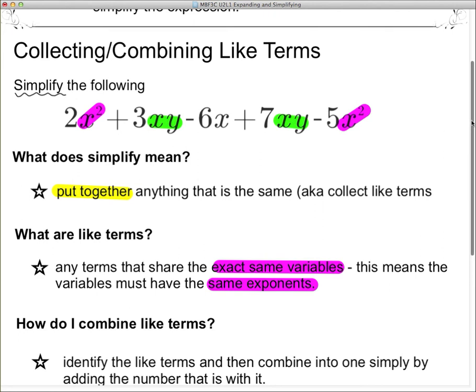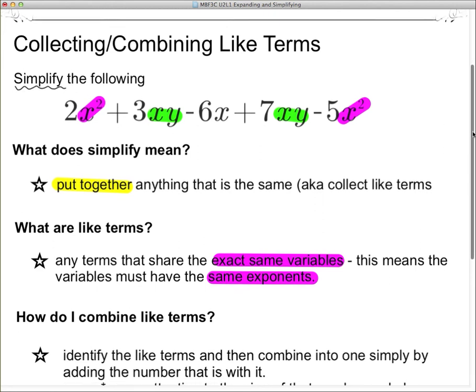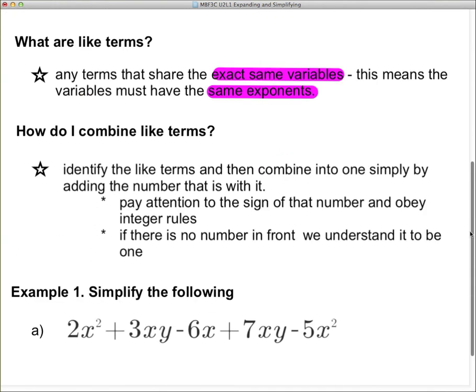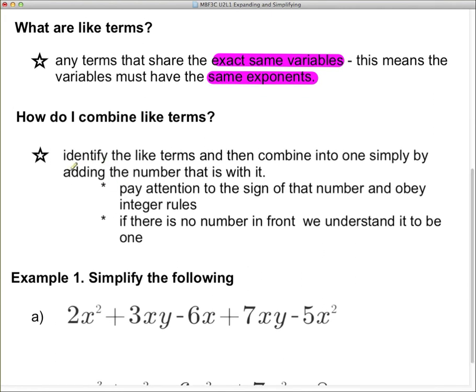Okay, now that we've identified what the like terms are, how do I combine like terms is the next question. So identify the like terms, which we have done, and then combine into one simply by adding the number that is with it. Now, the mathematically correct term we use for the number that is with it is called the coefficient. So I'm going to be saying that word a lot, so you've got to know what it is. The coefficient, the number that is with the term.